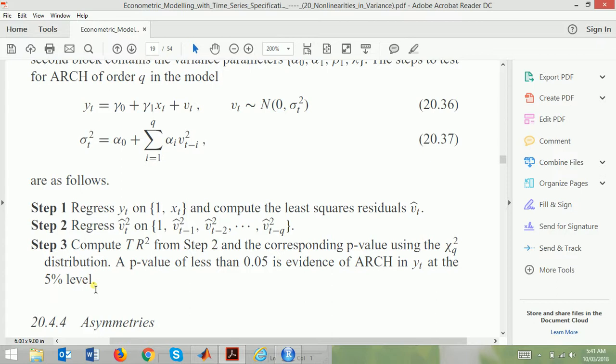So this is just testing on the evidence of ARCH in our model. This might always be the first step: we try to find out whether our model has a GARCH effect in it. If there is GARCH, only then can we go on to estimate the parameters.